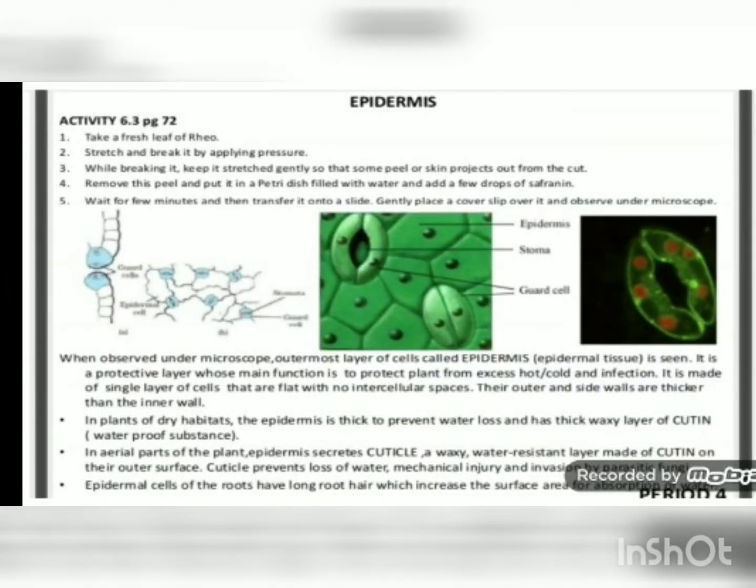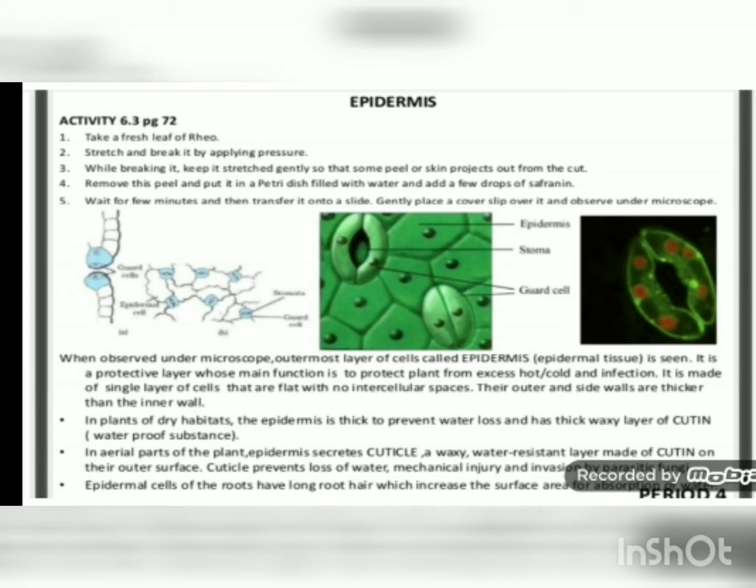Epidermis. The term derm is related to skin. Now epidermis is, you can say, like the skin of the plant. When we observe epidermis under a microscope, it looks something like this, which is shown in the figure. Epidermis is a protective layer whose main function is to protect the plant from excess hot or cold and infections.